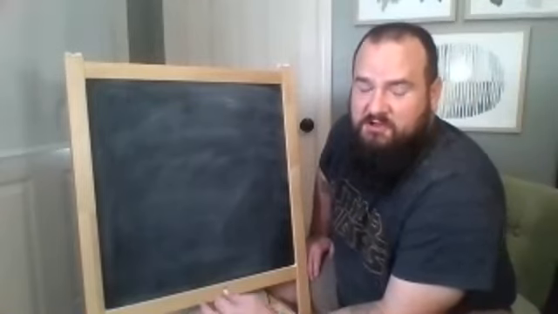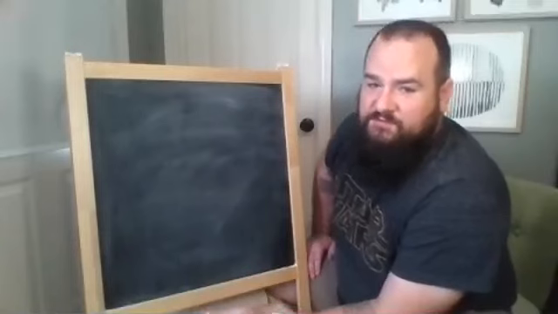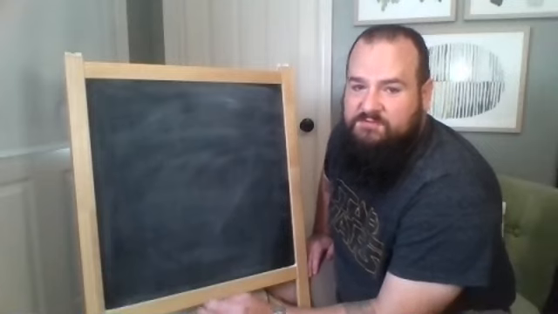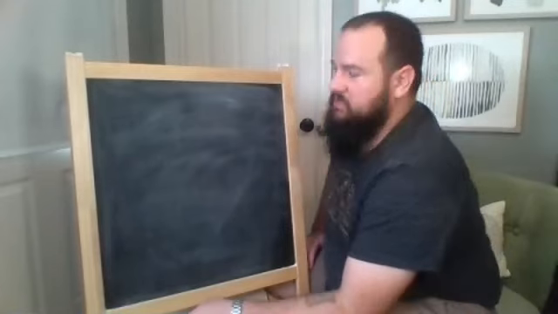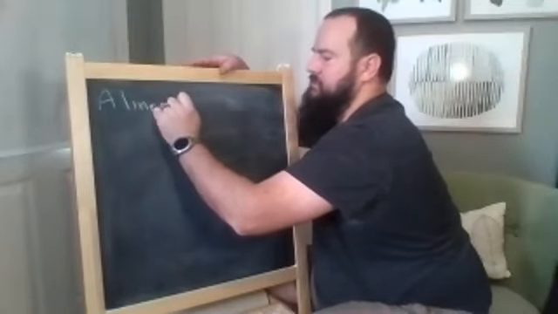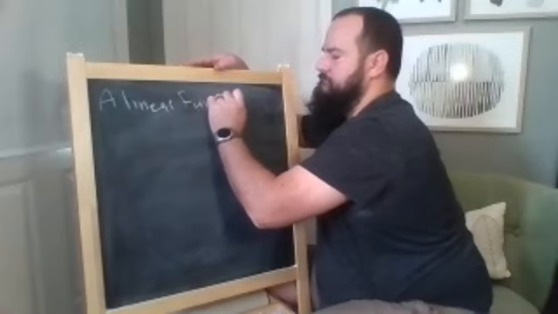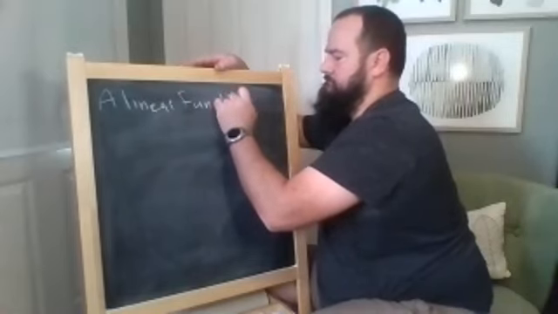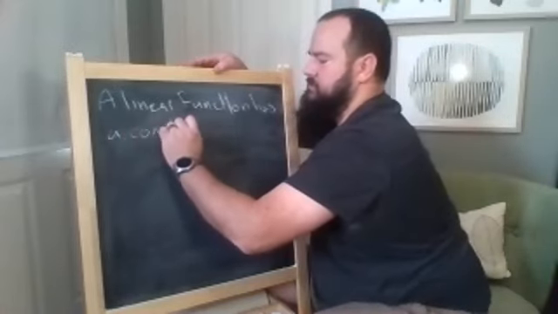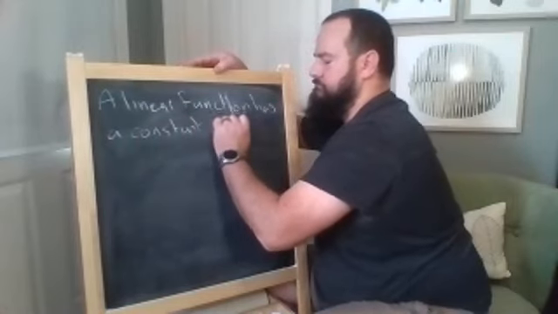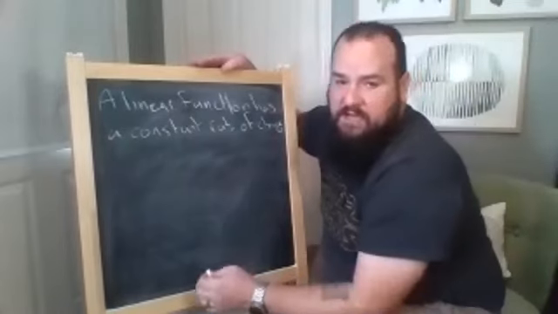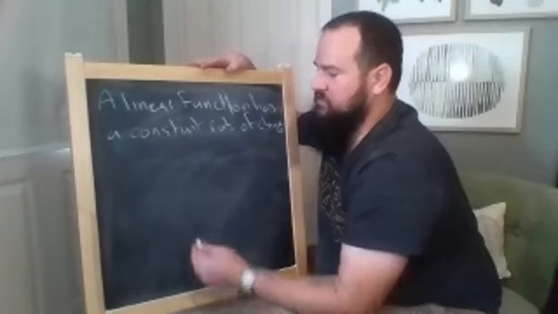So last class we talked about functions, and there's a lot of different functions that we talk about in this class, but one function in particular is really special because it has a constant rate of change, and that is a linear function. So what's really nice is we can say that a linear function has a constant rate of change.